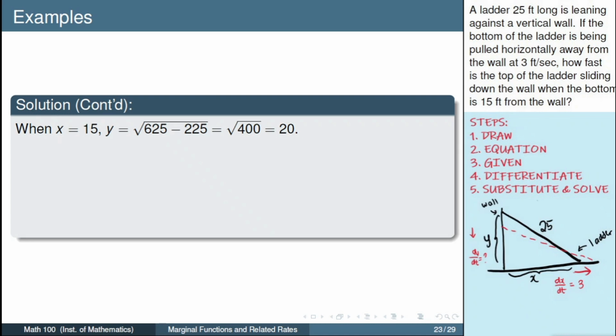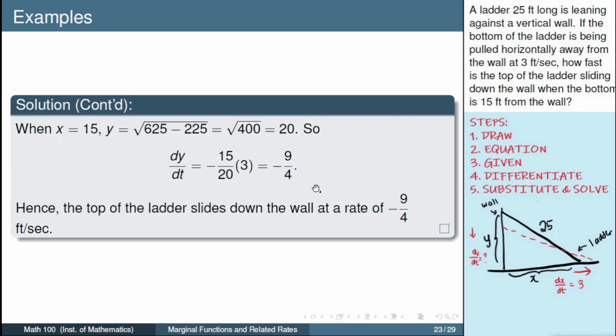Okay? So, now, meron na tayong x, y, dx over dt. Substitute na lang natin. So, nakuha natin our dy over dt equals negative x, 15, divided by y, which is 20, times our dx over dt, which is 3. And hence, we have dy over dt equals negative 9 over 4 feet per second. So, again, tama na negative siya because your ladder is sliding down. Hence, your y is getting smaller and smaller. We have the conclusion that the top of the ladder slides down the wall at the rate of negative 9 over 4 feet per second.